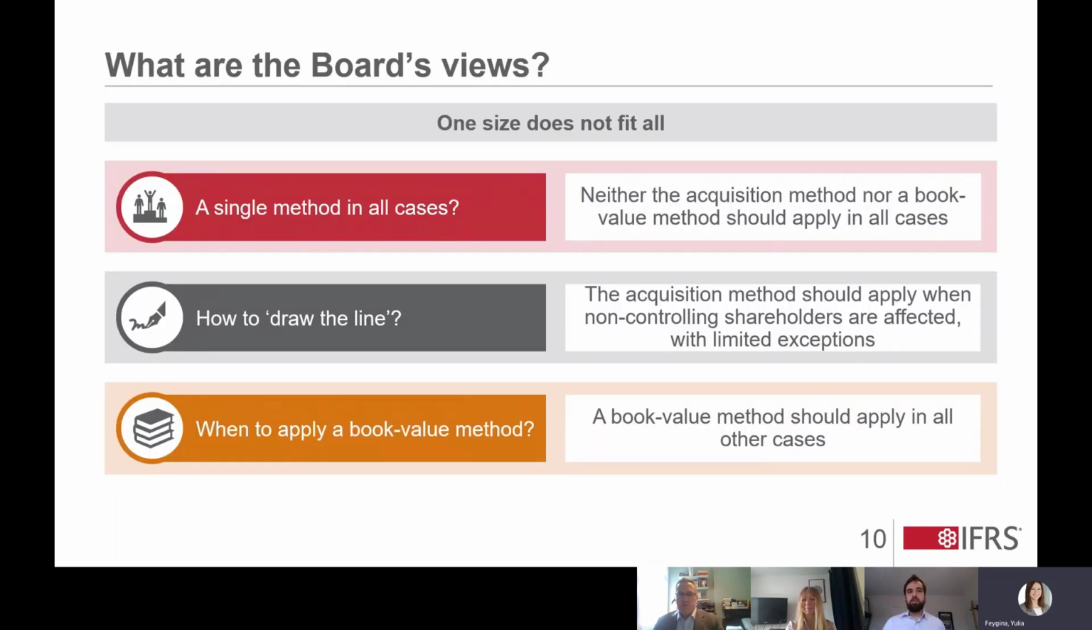Thanks, Zach. As Yulia already mentioned, the board thinks that business combinations under common control are not all the same and that users of the information are different in different scenarios. For that reason, the board thinks that the acquisition method should apply in some specified cases and a book value method should apply in all other cases. Generally, the acquisition method should apply when the receiving company has non-controlling shareholders. There are limited exceptions for companies that do not have listed shares. In all other cases, a book value method would apply.